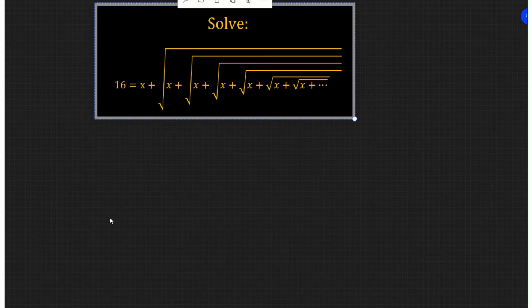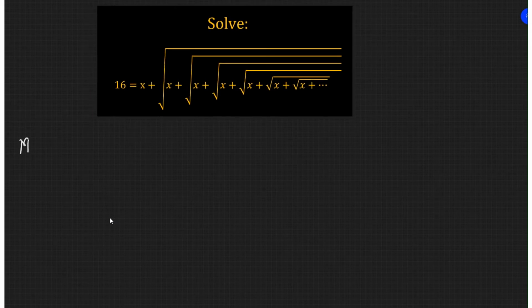Let's solve this equation: x plus square root of x plus square root of x plus square root of x plus etc. equal to 60. Let's see how to solve this in two different methods. Let's take the first method, method 1.